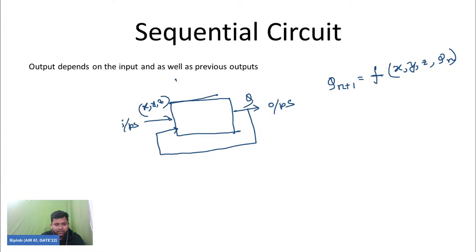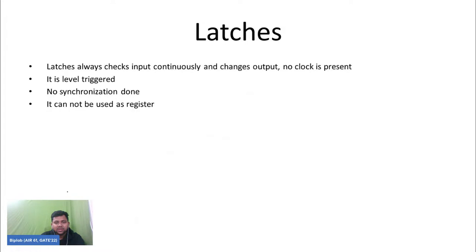In the sequential circuit, the basic circuit you can think about is the latch. When we draw latches and execute them, it will be more clear. For now, think that there is no synchronization done, it is level triggered, and it cannot be used as a register. Latches always check the input continuously and change the output. A latch is not controlled by a clock. It always keeps checking the inputs, and if some change in input happens, it changes the output. So no clocks are present.